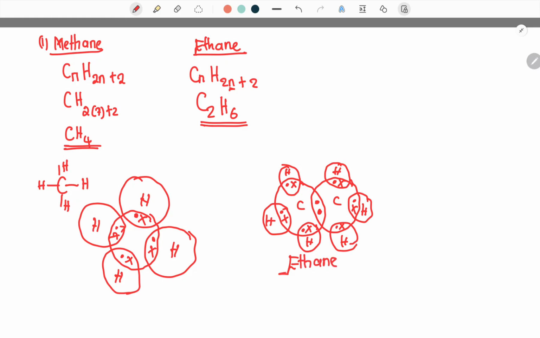Now, having done this, it simply means you can do it for propane and butane.